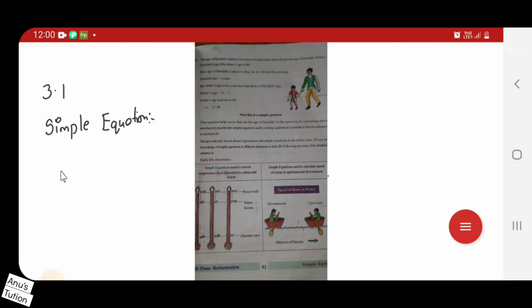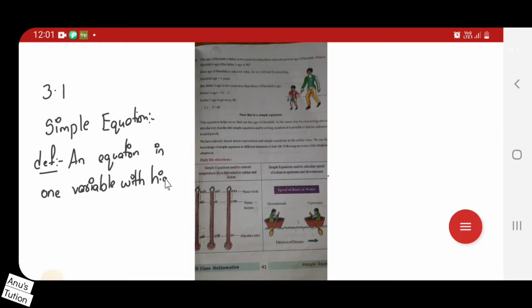What is the definition for this? An equation in one variable with highest power 1 is known as a simple equation. For this definition, I will let it be, right. An equation in one variable with highest power 1 is known as simple equation.